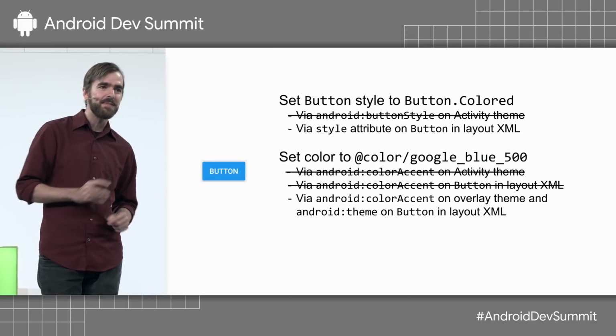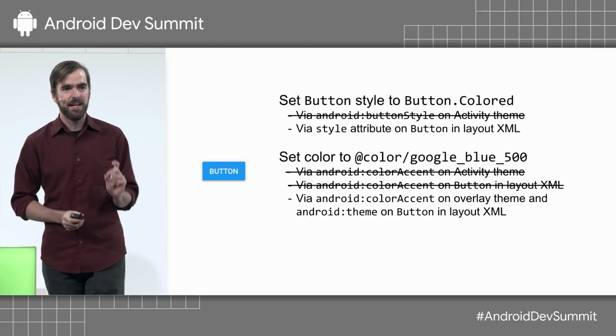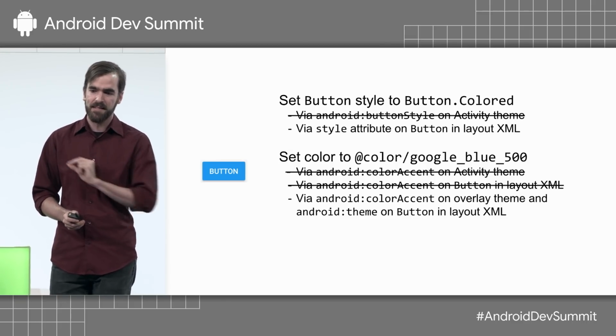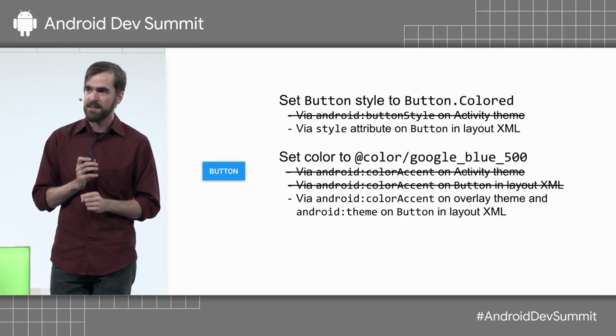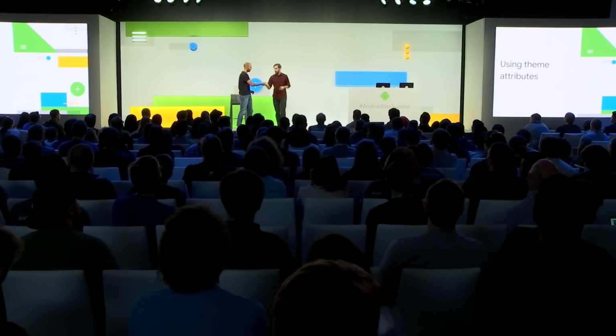So what we'll actually do is create a theme overlay, as Nick was just talking about, that sets just that color and contains nothing else. We will apply that to the button using Android theme in layout XML, and we'll get what we wanted. So back to Nick for more implementation.